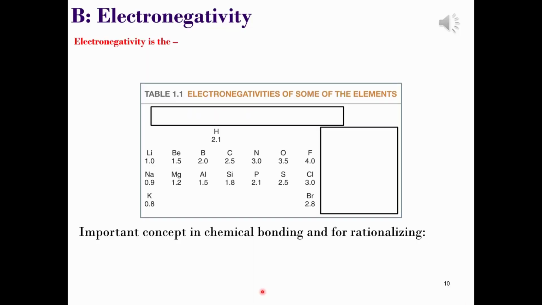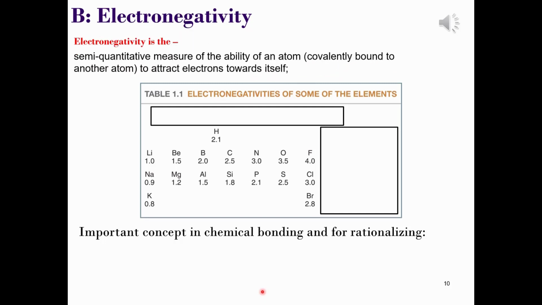In this video, we're going to be discussing electronegativity. Now, what is that? Well, electronegativity is the ability of a bonded atom to attract the electrons in that bond towards itself. And there are two key takeaways from this slide.